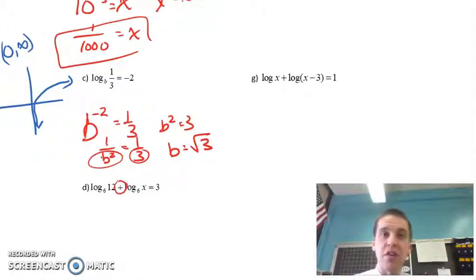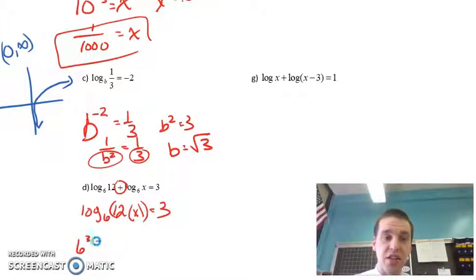So when we get to d, one of the things you see is we have the addition, and from last class you know the product rule, we can rewrite this as log base 6 of 12 times x equaling 3. And now we'll convert just like we have been. 6 to the third equals 12x. Well, 6 to the third is 216 equals 12x, and divide by 12. And x is going to equal 18.